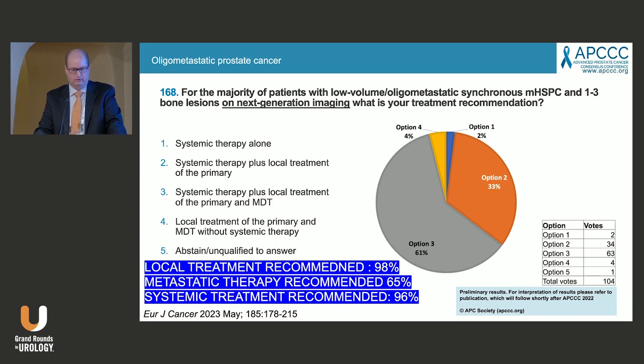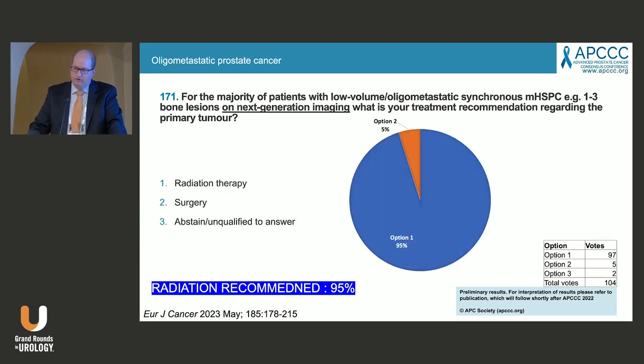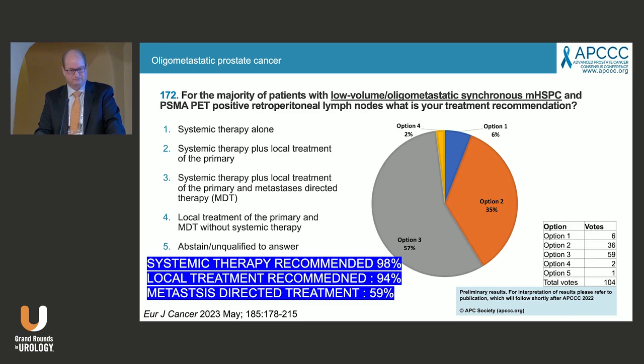They then asked, what is your local recommendation for treatment? Radiation therapy, surgery, or abstain, unqualified to answer. Radiation therapy was recommended by 95% of the respondents from the survey, when radiation oncologists made up 2/3 of what the urologists were. So the majority of urologists here are recommending radiation.